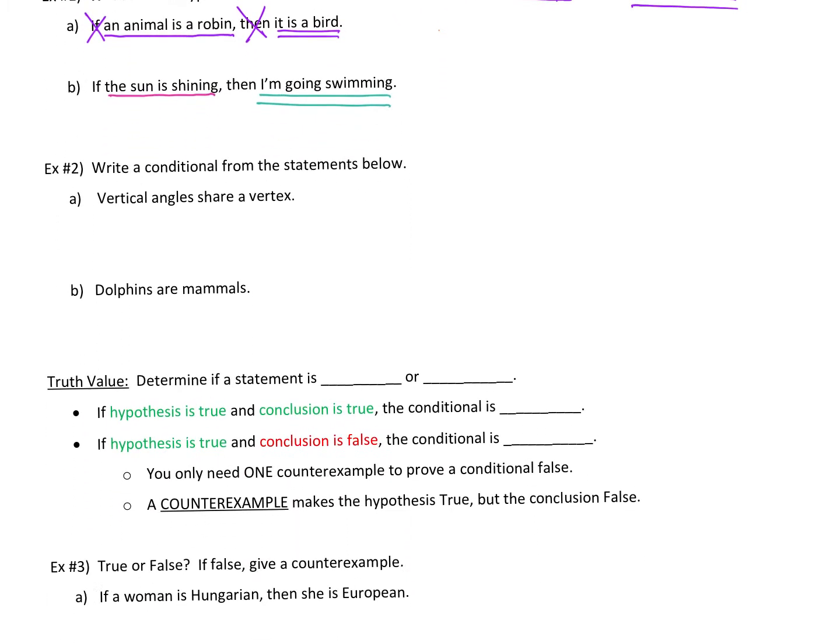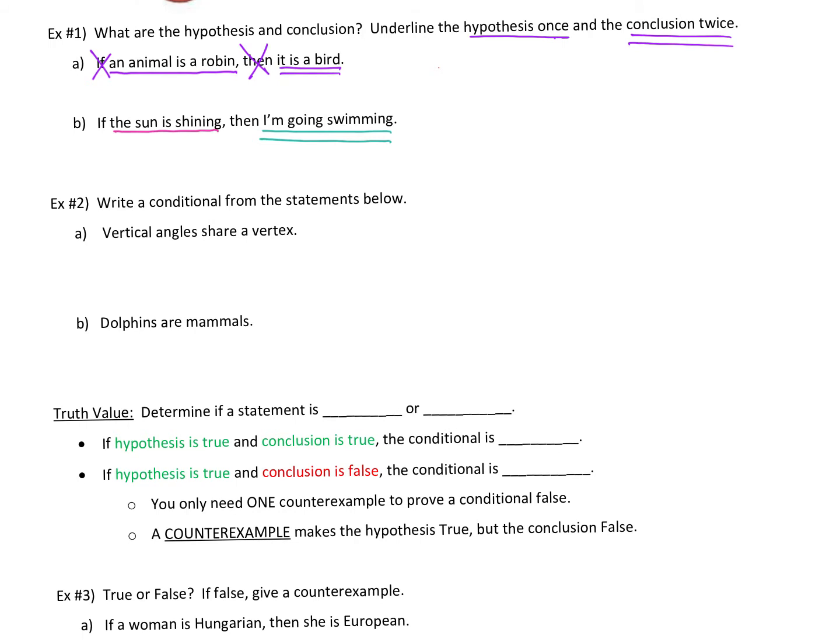Okay. So sometimes they're going to ask you to write a conditional statement from a piece of information. So look at this letter A. It says vertical angles share a vertex. You have to turn that into an if-then statement. Anyone think they can do that? You'll add some words. Go for it, Bradley. I was just completely brain fart. If it is a vertical angle, then it shares a vertex.